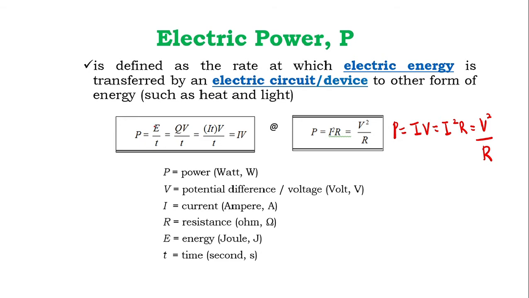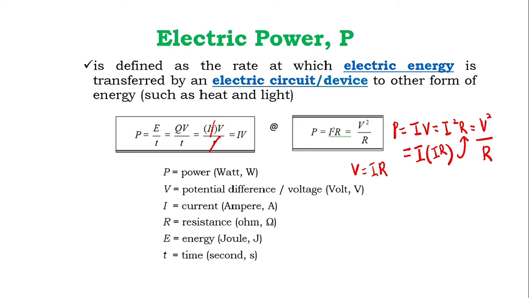Okay, P equal to E over T. Okay, based on the definition electric energy kan. So E sama dengan QV. Okay, Q sama dengan IT. Ni semua formula yang dah sedia ada. Okay, so Q sama dengan IT, and then dimasukkan, di cancel out each other ni, T, dan dapat P sama dengan IV. Okay, so V sama dengan IR. Okay, so dia masukkan kat sini, nilai V sama dengan IR. So jadi I kali IR. So jadilah I kuasa 2 R.